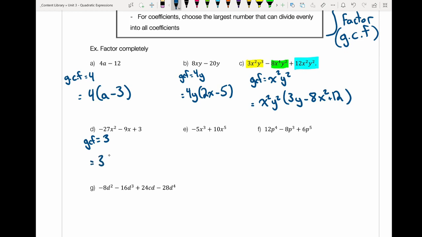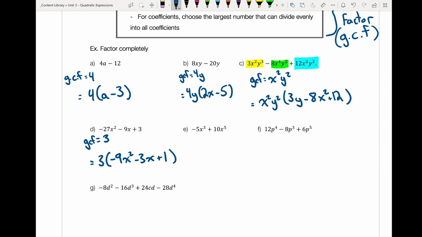So 3 is going to go outside the brackets. Inside, we're going to divide each of these terms by 3, or basically, like said before, do the opposite of expanding. So instead of multiplying, we're dividing. So -27x squared divided by 3 is -9x squared, minus 9x divided by 3, or -9x divided by 3 is -3x. And then 3 divided by 3 is +1. And this is my factored form.